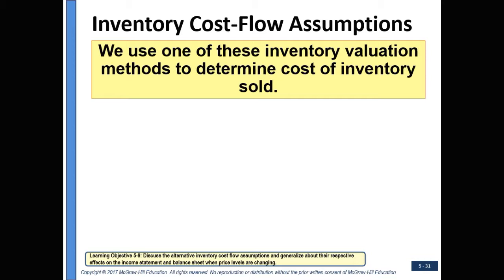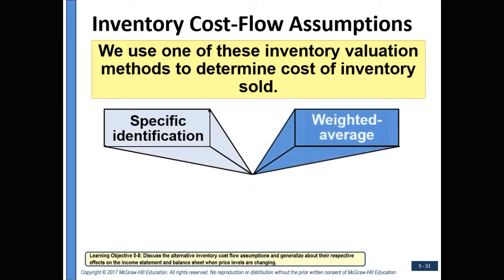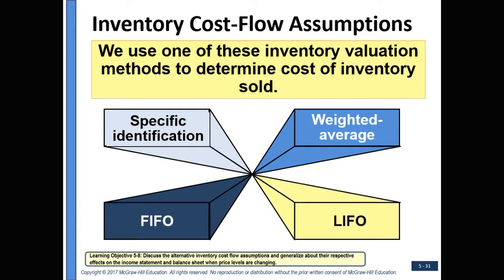With your inventory cost flow assumption, there are 4 inventory cost flow assumptions: the specific identification method, the weighted average method, FIFO, which stands for first in, first out, and LIFO, which stands for last in, first out. We're going to look at some of these here in just a moment.